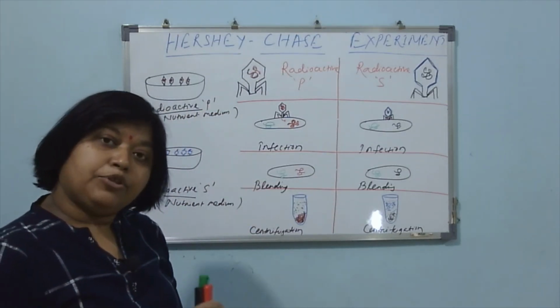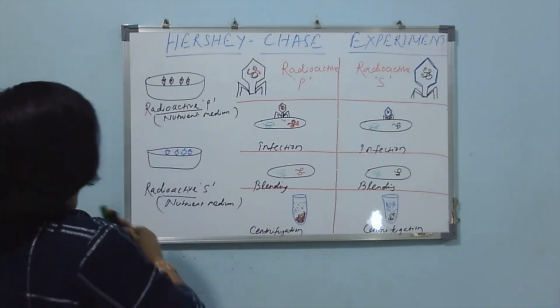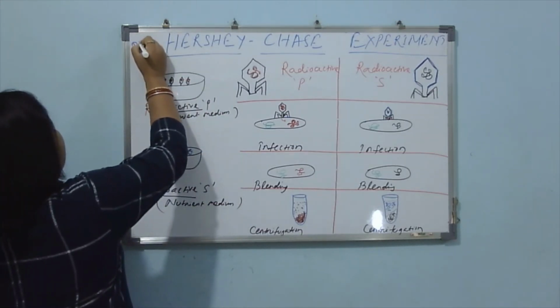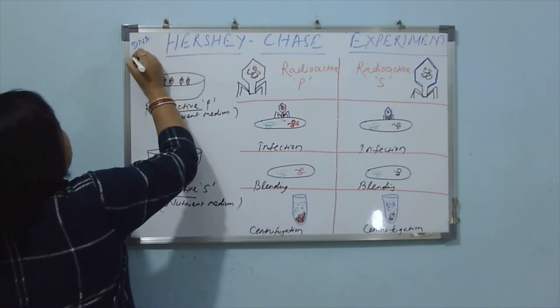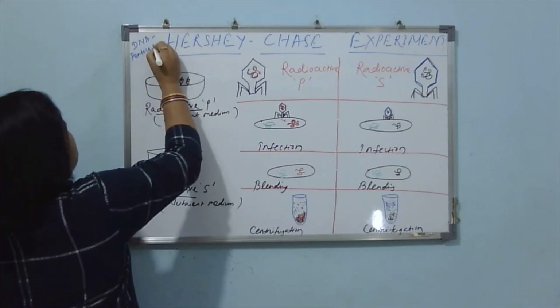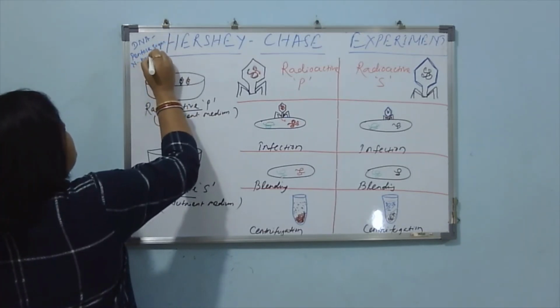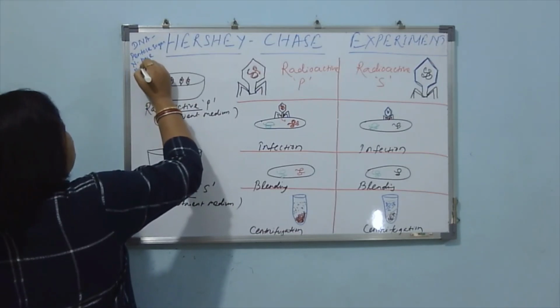Why does DNA absorb that radioactive phosphorus? Because DNA is made up of pentose sugar, nitrogenous base and phosphate group.